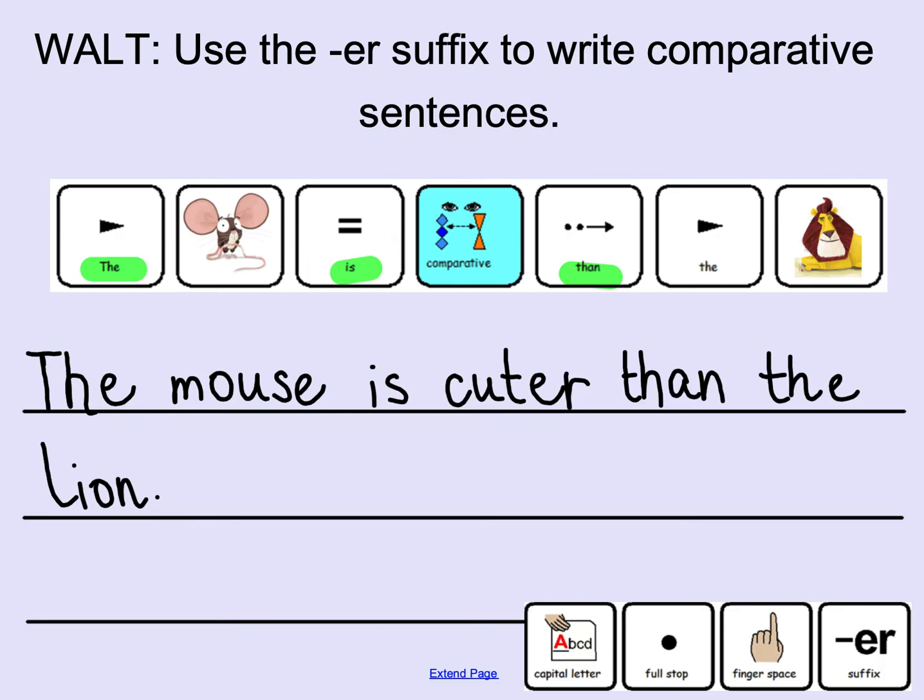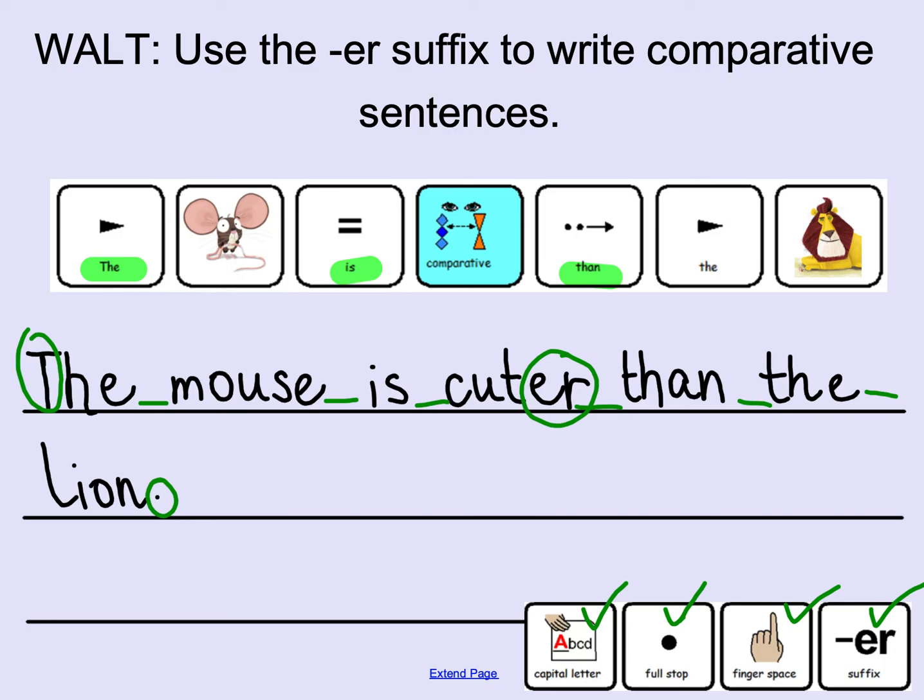Full stop. Well, let's have a look at my objectives. Did I use capital letters? Yes, I did. I used one in the beginning of my sentence. Did I use a full stop? Well, yes, I did at the end of my sentence. Did I use finger spaces? Yes, I believe I did. In between each word, I used a finger space. And did I use the suffix er? Oh yes, look at the end of my adjective cute, cuter, which made it into a comparative adjective. Very good job.